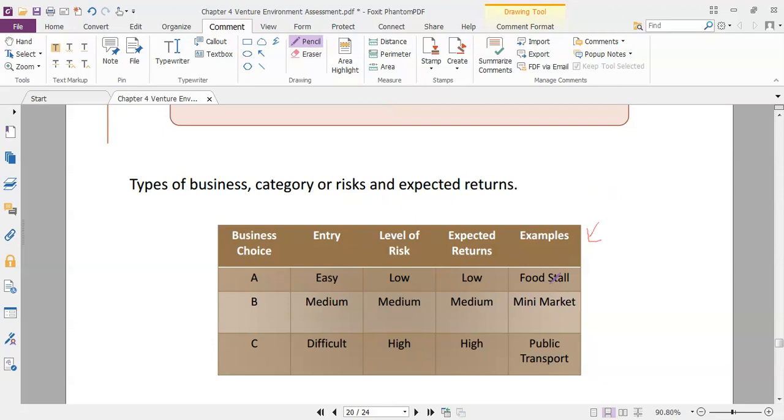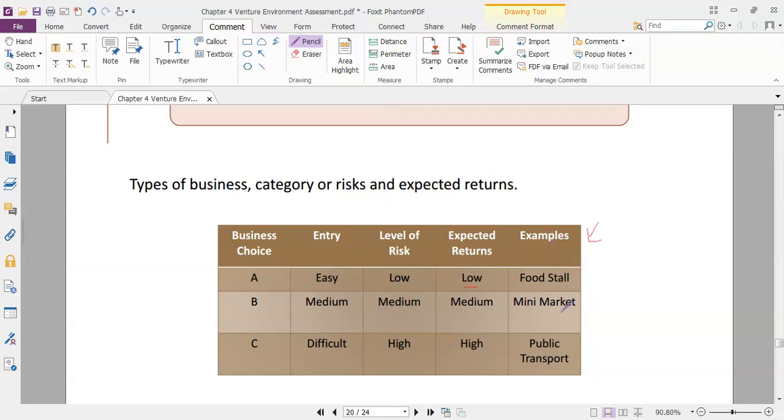Alright, food stall. Food stall entry easy. All people will open their own stall. Level of risk low, expected return also low. If you want to open a food stall to sell, apa tu, fried banana, so many people can do it, because the risk is low and the capital is low.